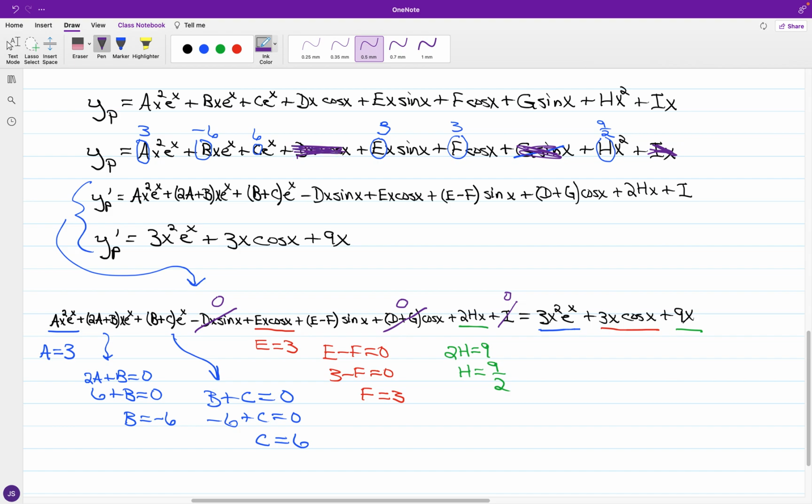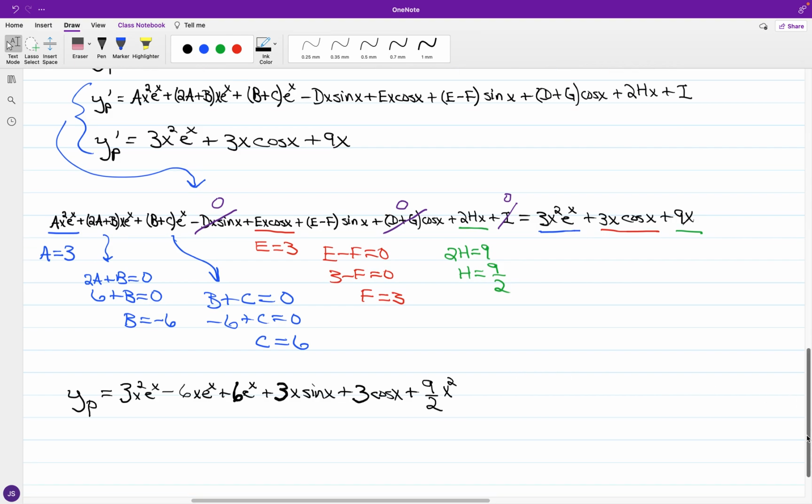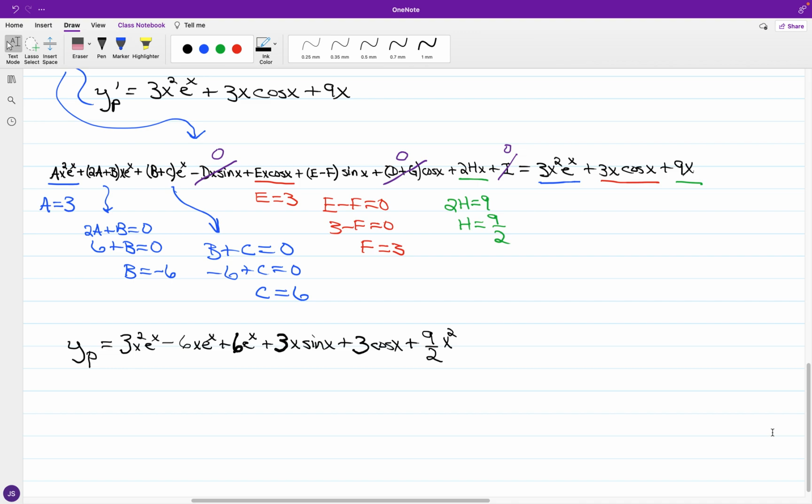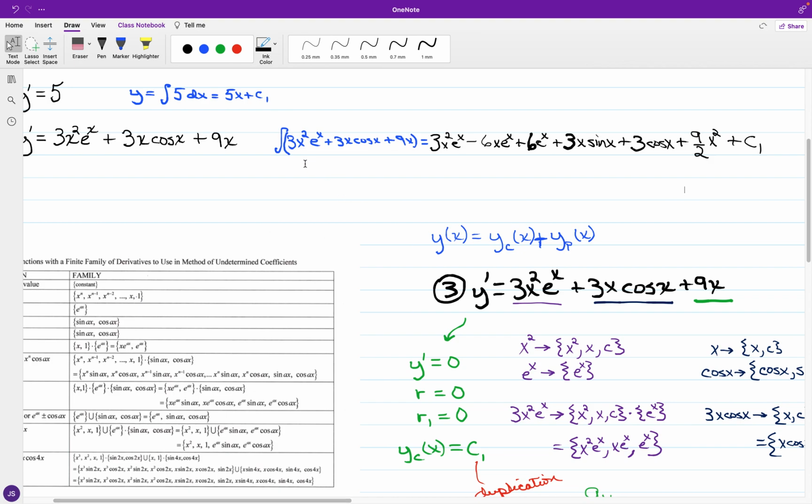So all in all, for our solution, we have y sub p is equal to 3x squared e to the x minus 6x e to the x plus 6e to the x plus 3x sine of x plus 3 cosine of x plus 9/2 of x squared. And so we have the whole solution in the case of y of x. That is going to be the solution. And going back, we have for the integral 3x squared e to the x plus 3x cosine of x plus 9x. If you did the integration by parts and worked with the individual integrals, this will be your set of terms in the final outcome.